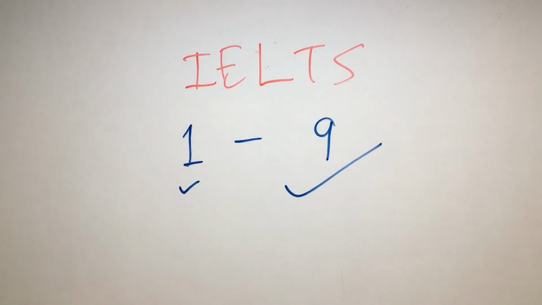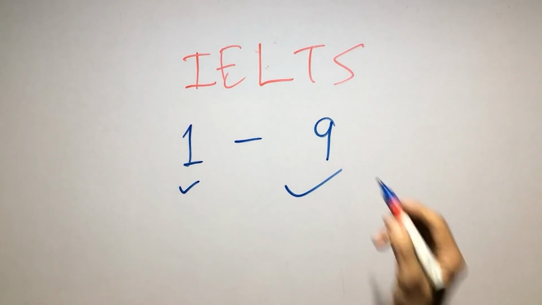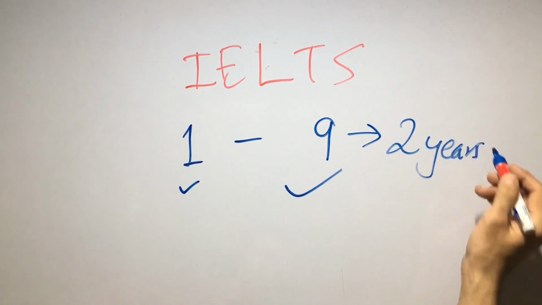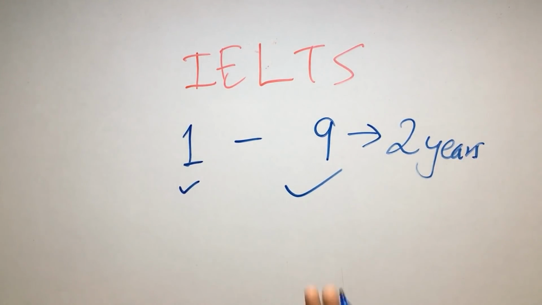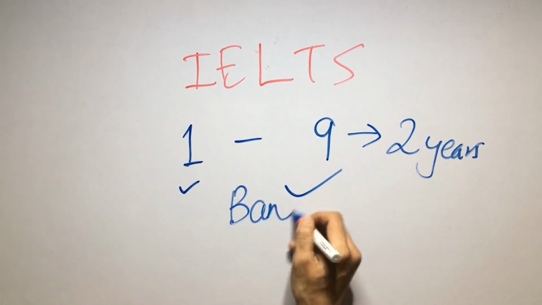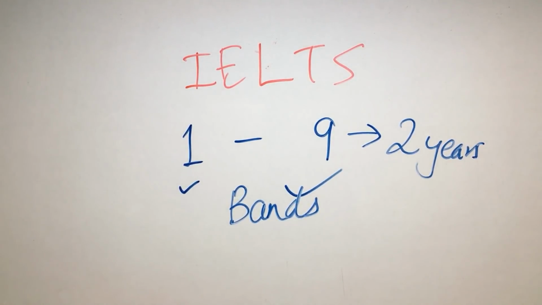So let's say you want to go abroad after 3 years and you're writing the test now, it's useless. So please write the test and remember the validity is only for 2 years. No need to write it down right now if you're planning to do it later. So remember, the validity is for 2 years and it's based on bands. These bands are between 1 and 9. 9 is the highest, 1 is the lowest.